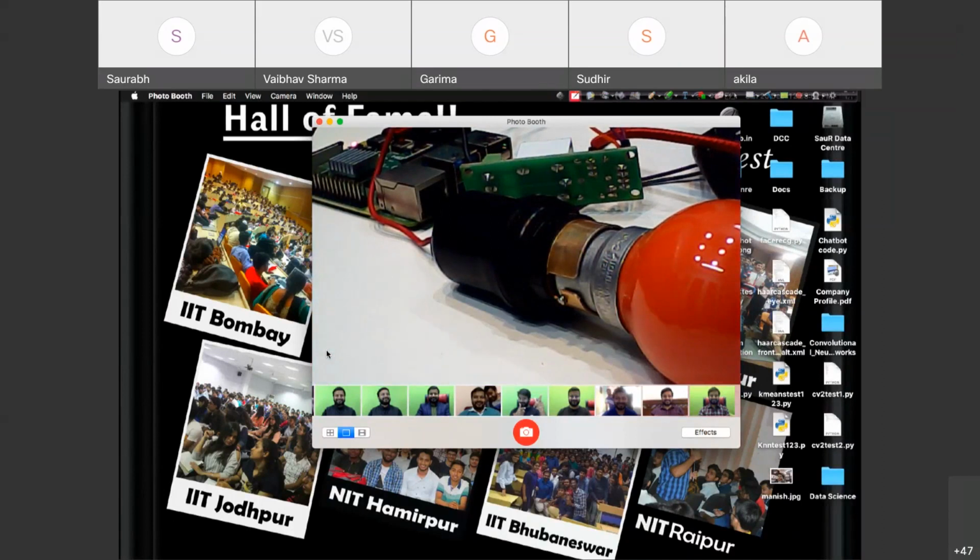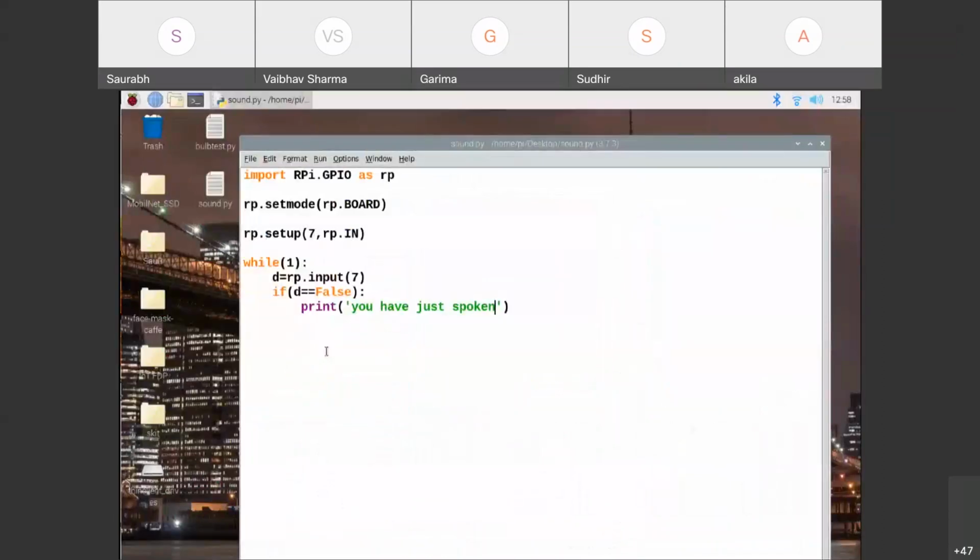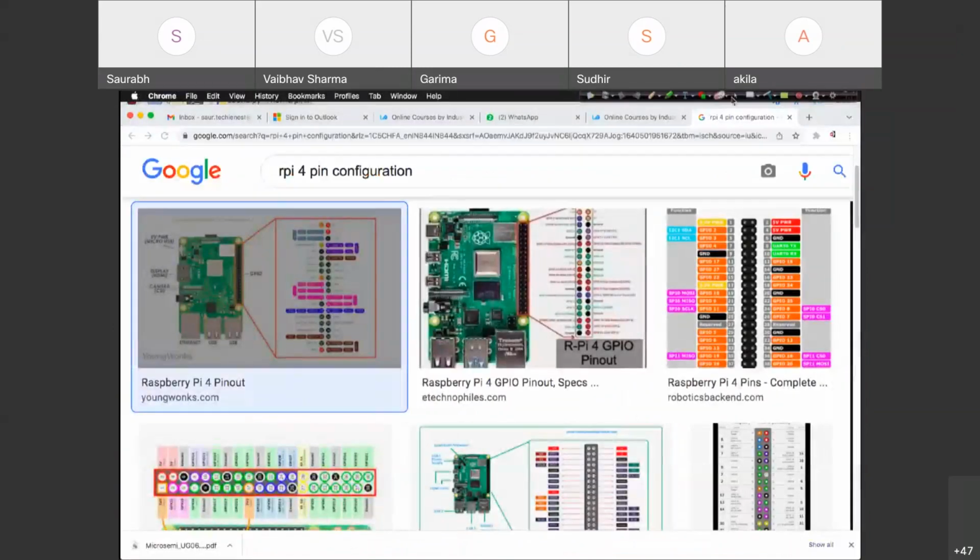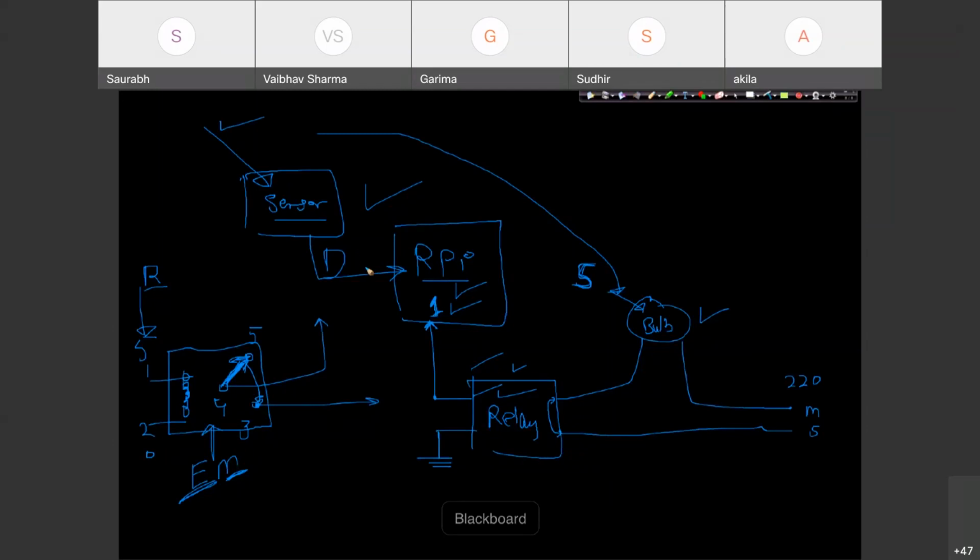Right, so I made the connection. I'll again write down here: pin number 7 to take the input, pin number 11 is to get the output. 7 is for sensor input, and 11 is for relay output. And we have VCC, ground, VCC, ground, and VCC as well. 5 volt, 0. Okay, that's it.